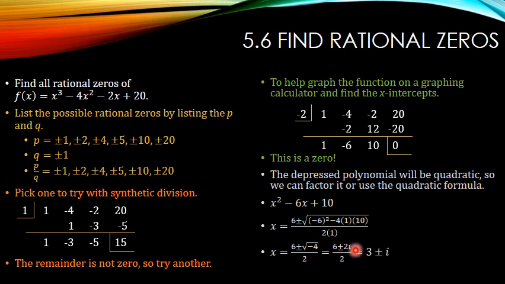The square root of -4 is 2i. And then I can divide everything by 2. So 6 divided by 2 is 3. 2 divided by 2 is 1. So it's 3 plus or minus i. Those are not rational. Imaginary numbers are not rational. So the rational zeros are just the -2 that we found up here.